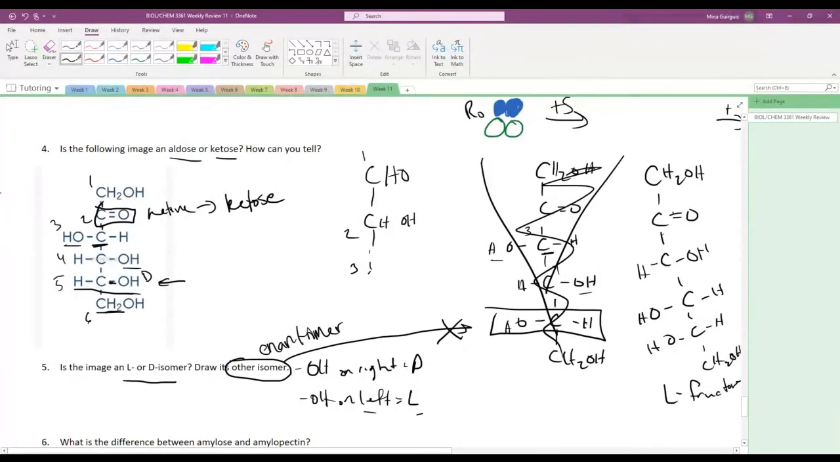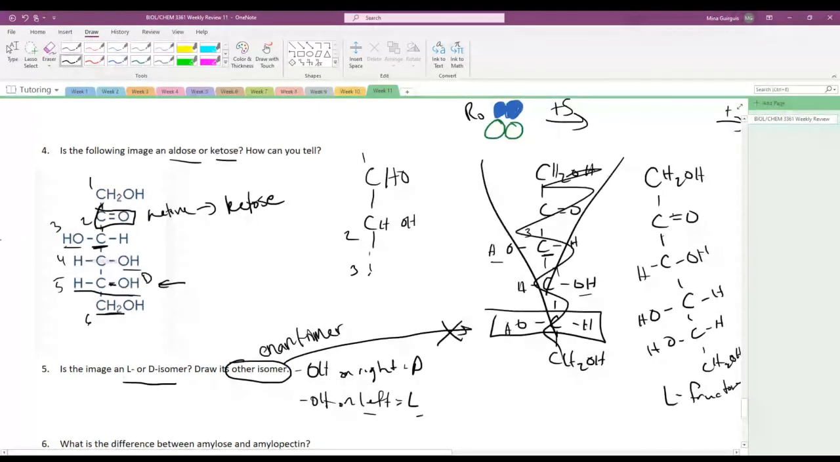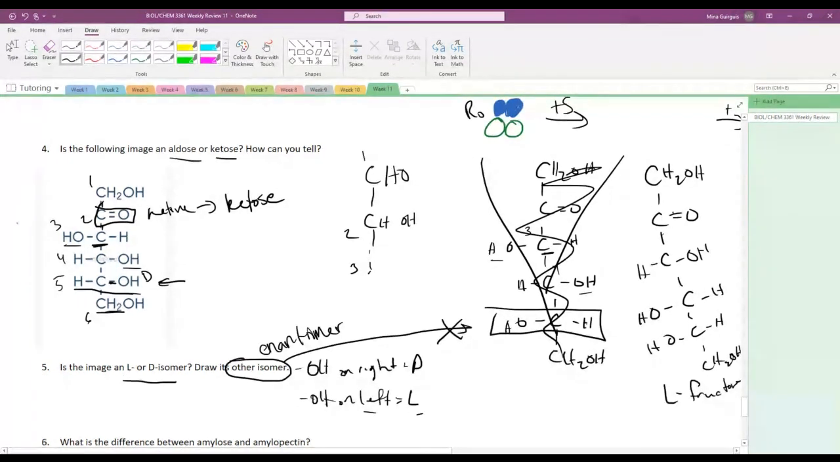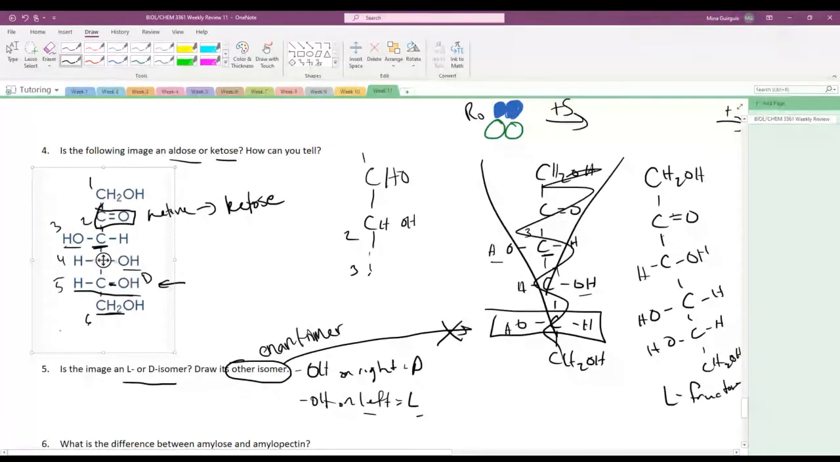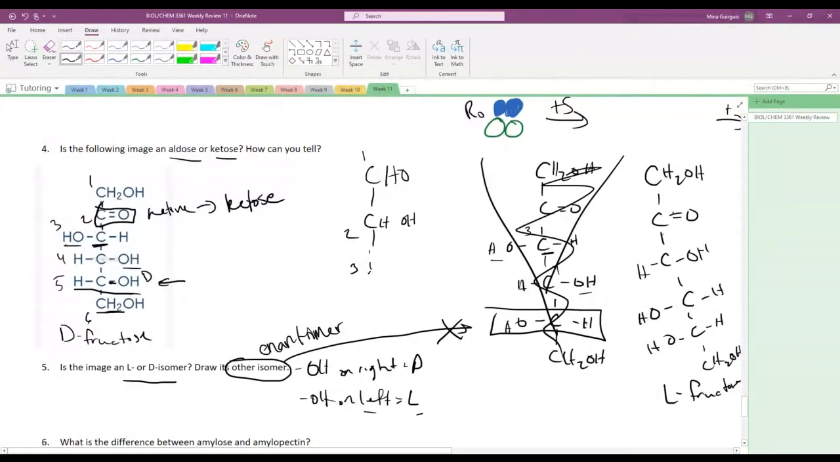And this is D fructose over on the left, where I'm drawing. There you go. D fructose. Okay. It's very, very important to make sure that we know that it's an enantiomer.